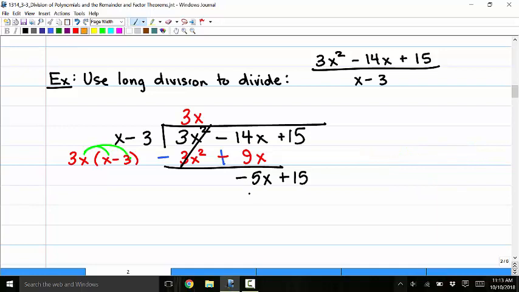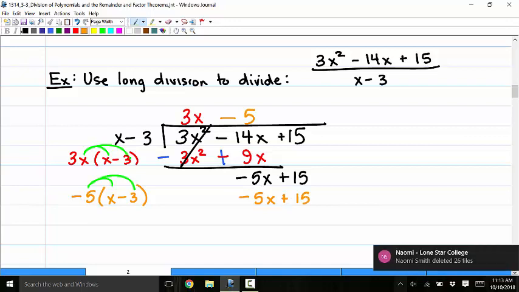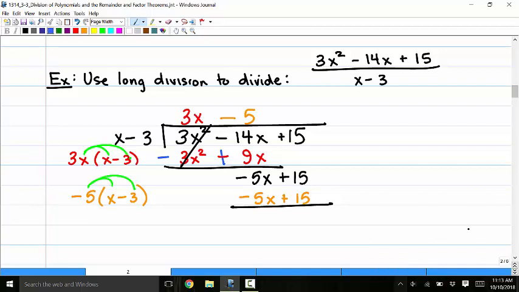Okay, next one. Negative 5x divided by x. Just negative 5. So put negative 5 up here. Do negative 5 times x minus 3. When you distribute, you get negative 5x plus 15. Go change the signs. Plus, minus. What happens? What's your remainder? 0. So what's your answer? 3x minus 5.